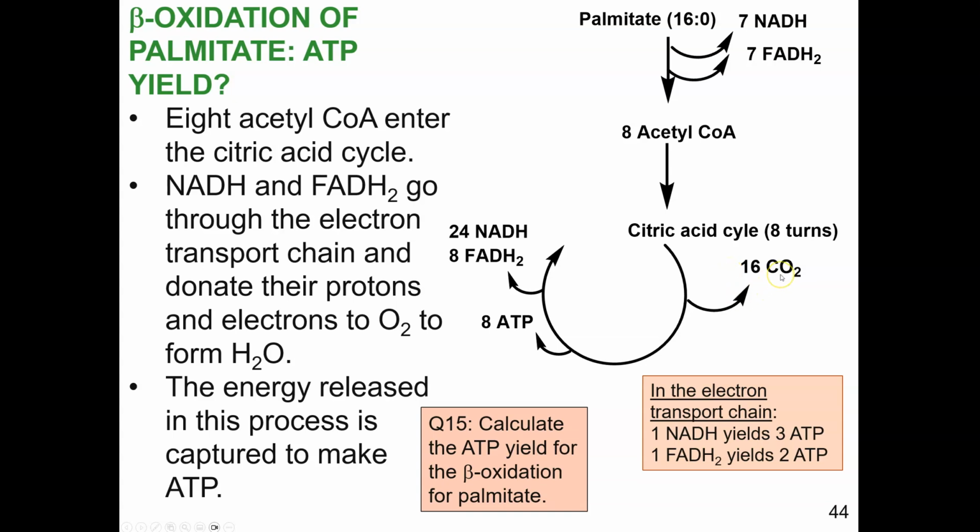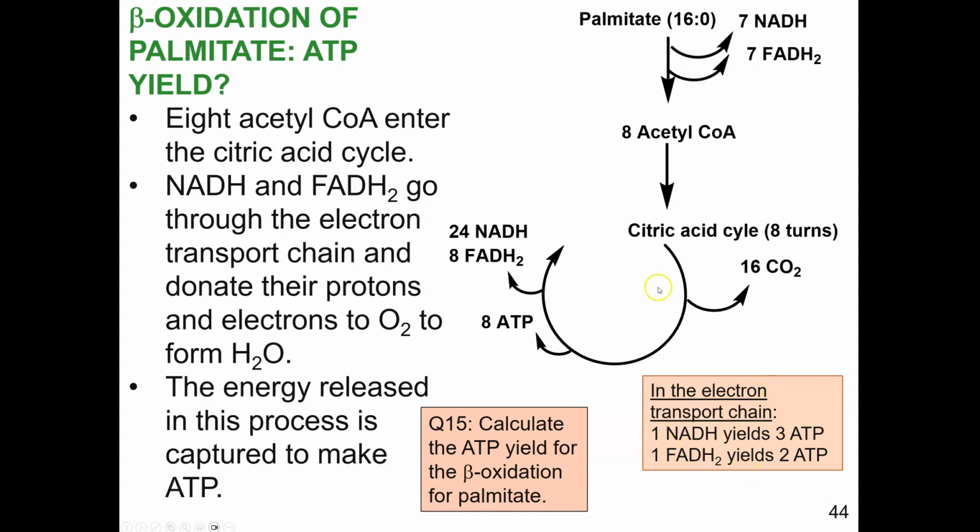If you get 2 CO2s each time you go around once, you get 16. That's all 16 carbons right here, all the way to CO2. And again, if you get 1 ATP for 1 turn, you're going to get 8 ATP for 8 turns. You get 1 FADH2 for 1 turn, so you're going to get 8 for 8 turns. You get 3 NADHs for 1 turn, so you get 24 for 8 turns.